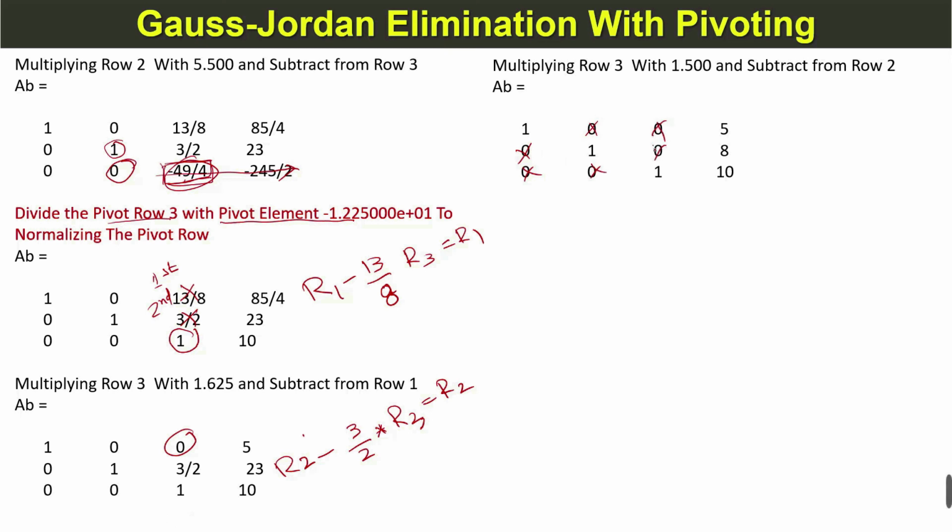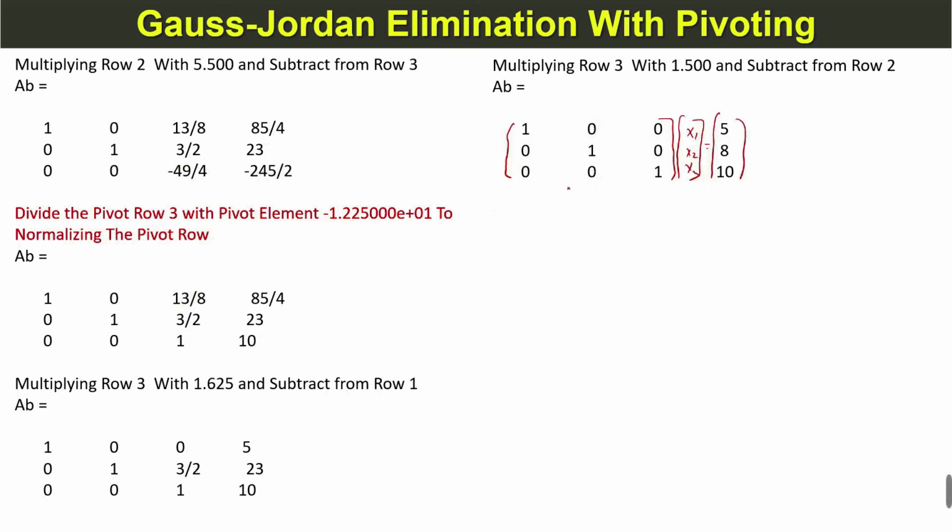So this is the reduced echelon form, and now we can write this as Ax equals b in this form. So x1 will be 5, x2 will be 8, and x3 will be 10.